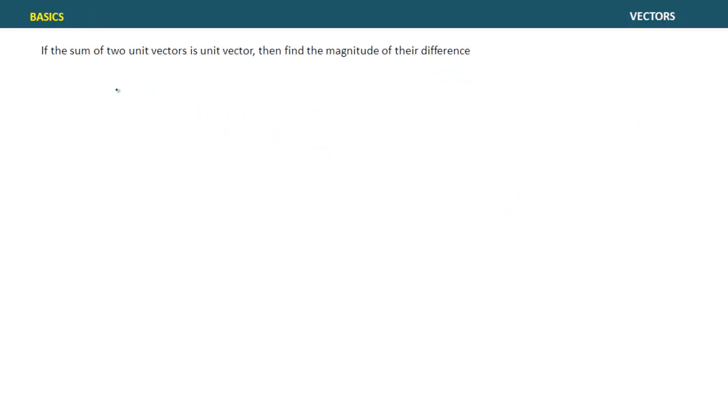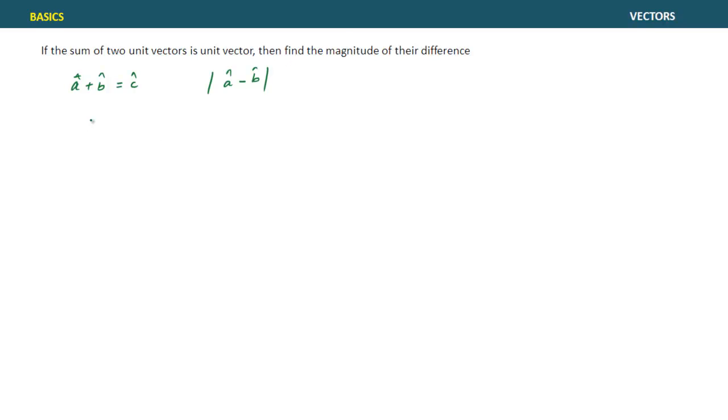So let's take a question on addition and subtraction. It says if the sum of two unit vectors is a unit vector, then find the magnitude of their difference. So let's say the sum of two unit vectors, A plus B, is equal to C vector. This is given, right? And all of them are unit vectors. So A plus B, where both are unit vectors, and C again is a unit vector. You need to find the magnitude of their difference. That means you are asked to find this particular value.